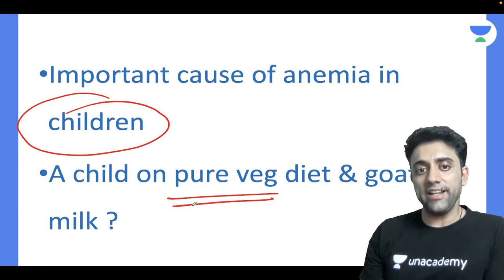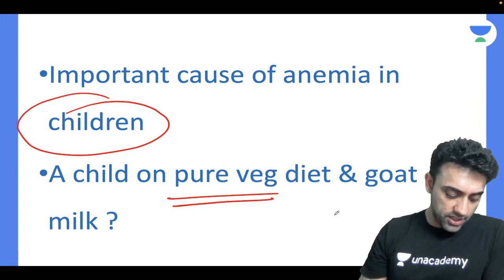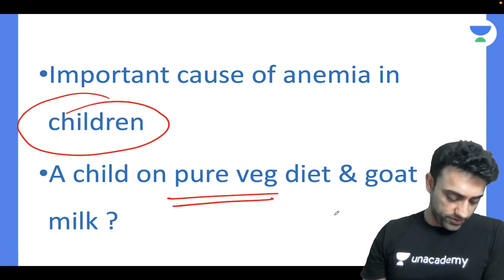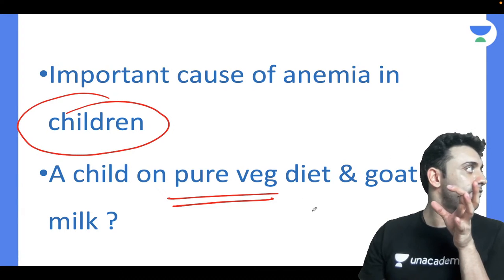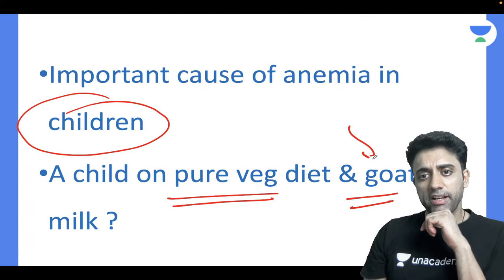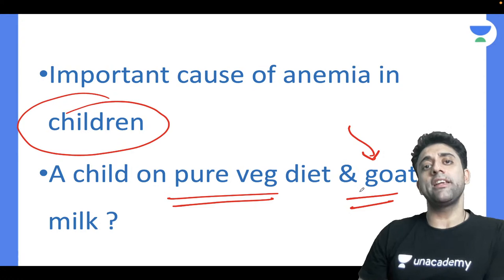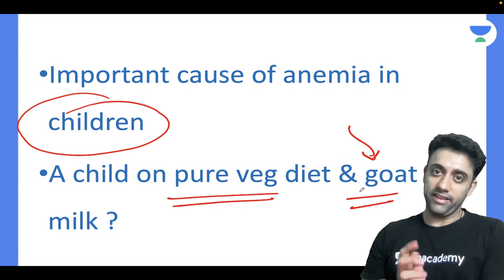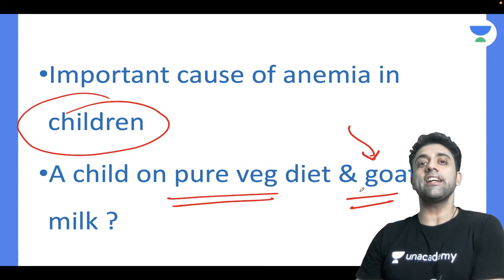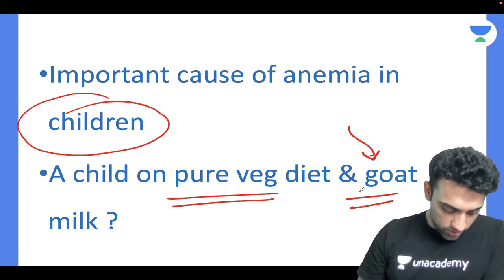If I say the child is pure vegetarian. Who is pure vegetarian? Please raise your hand. Anyone vegetarian? My condolences. I love chicken. Okay. So a child on pure vegetarian diet and goat milk. Who drinks goat milk? Who drank goat milk during dengue? Tell me the name. Swaraj drank goat milk. Cute. Swaraj Singh, I am vegetarian. Okay, that's nice. So who all is vegetarian? Everyone is vegetarian here? Okay, pure.